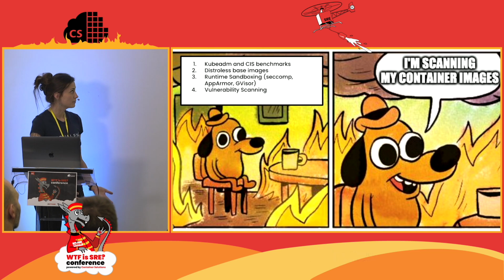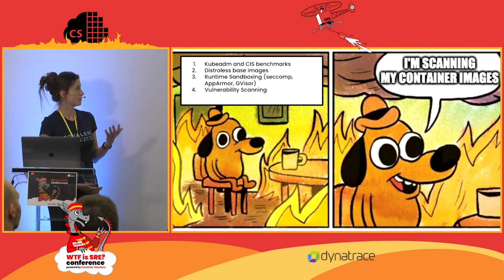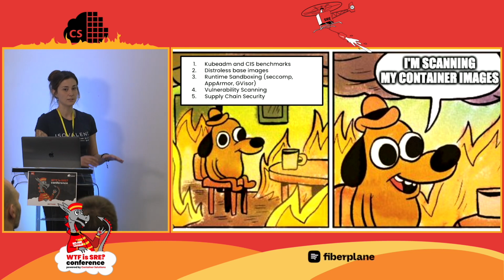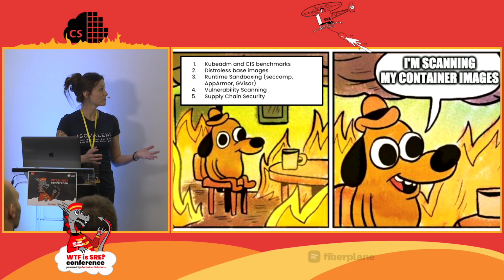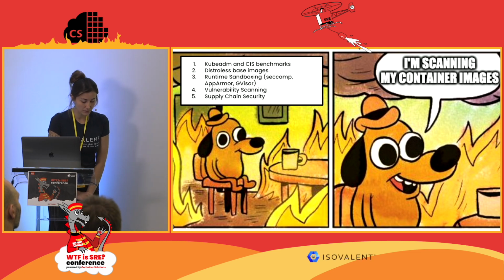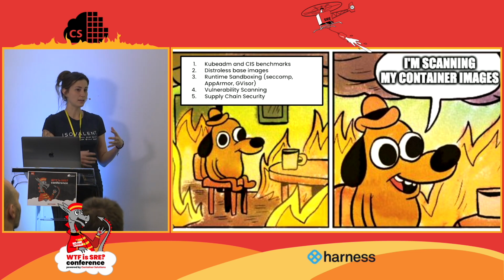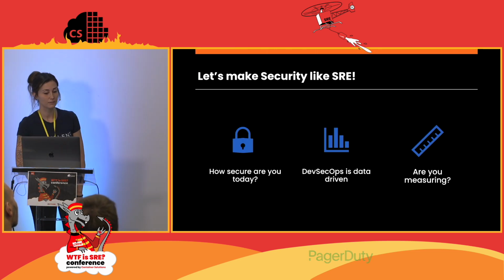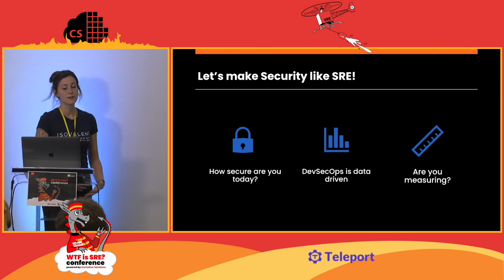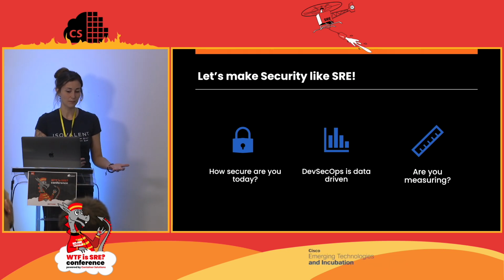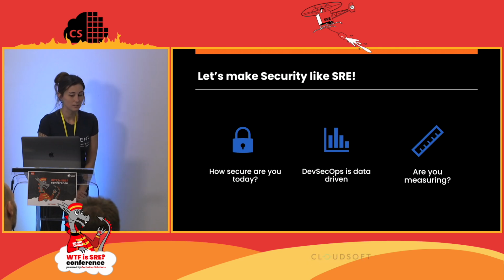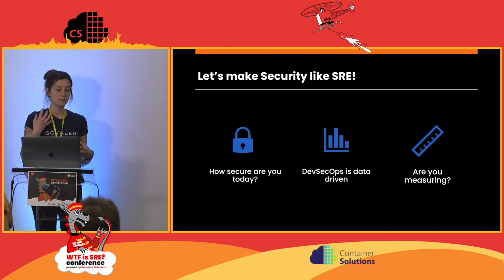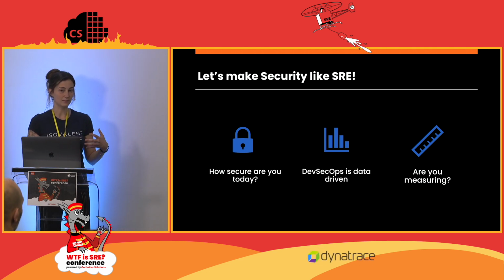Of course, you can do vulnerability scanning. This should be part of your build pipeline. And I didn't even touch supply chain security because that's a whole other topic. But how can you measure that the protections you are putting in place are effective? What I'm advocating for is, since we are on SRE, let's make security like SRE. Security and SRE generally share a lot of common principles, but unlike SRE, security is not data-driven yet.